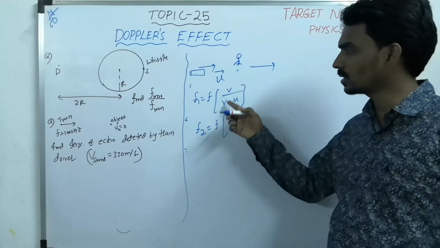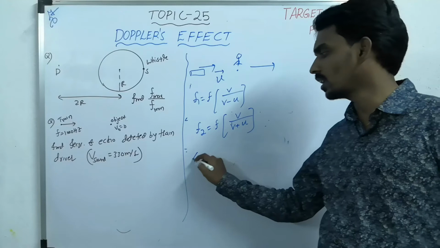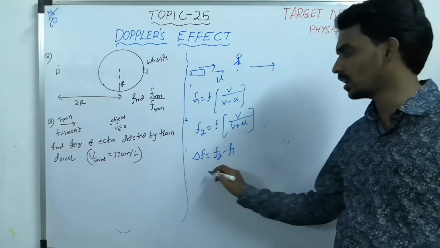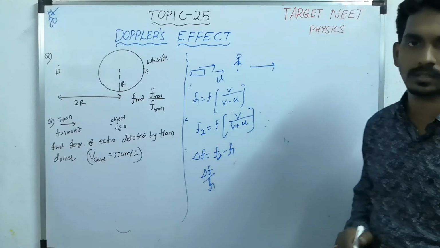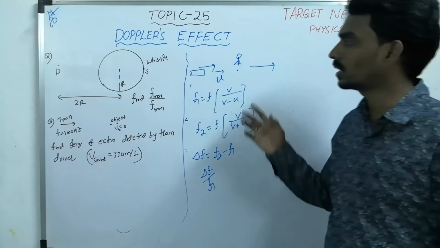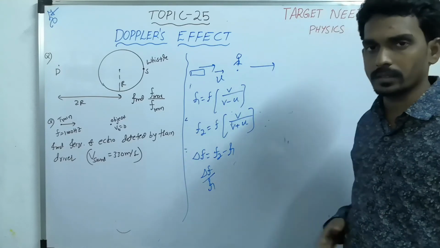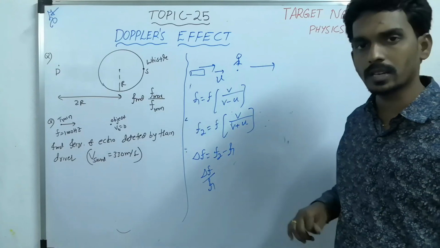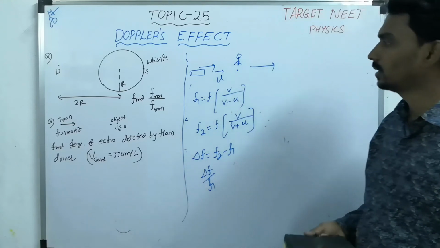Or they can ask what is the approaching frequency, what is the receding frequency, or what is the change in frequency like f2 minus f1, or what is the fractional change in frequency. Anything they can ask like this. This is all related to a train approaching or passing the station when a passenger is standing on the platform.